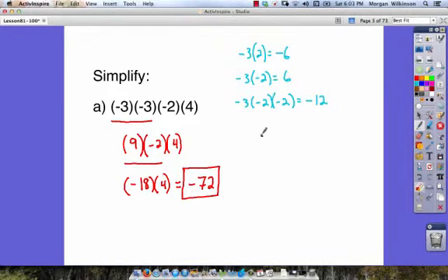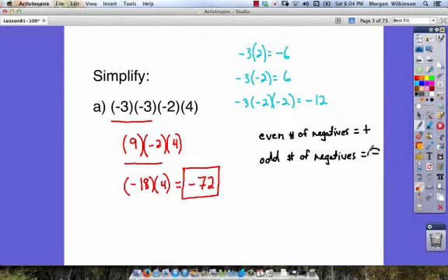Let's write that out. So, if we have an even number of negatives that we're multiplying, we get a positive answer. If we have an odd number of negatives as we're multiplying, we get a negative answer. This works with both multiplication and division. Let's look at our next problem.